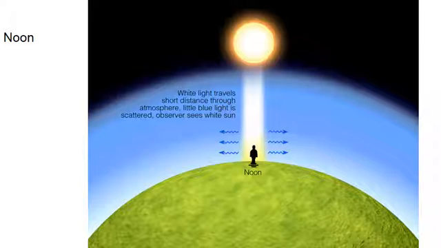We can see the effects of color separating too in sunrises and sunsets. So in this cartoon, you can see somebody standing out under the sunlight at noon. And he or she perceives that sunlight as white because all of the waves of visible sunlight strike our eyes.